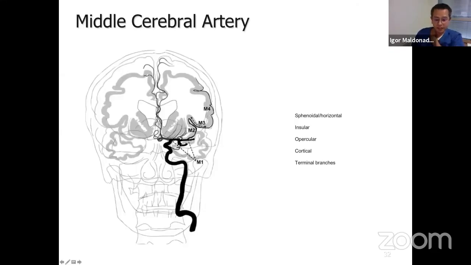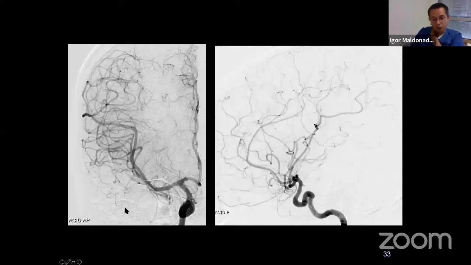For the middle cerebral artery, same thing, Fisher classification. M1 is the horizontal portion, the sphenoidal portion. So it's not only up to the bifurcation, it's really the sphenoidal portion. It means that if you have an early bifurcation with a very short trunk, it is still M1. M2 is the insular portion, and then you have this very closed curve, and then opercular, cortical, and terminal branches. What is interesting to see, for all of those branches, not only the middle cerebral artery, is to try to see the anatomy behind the vessels, not only the vessel.